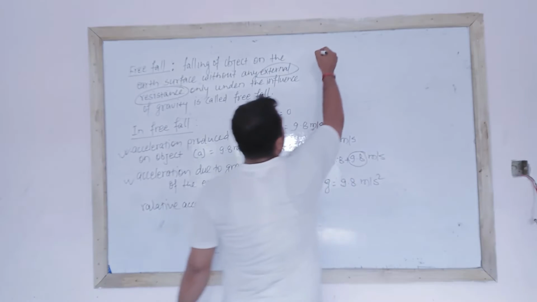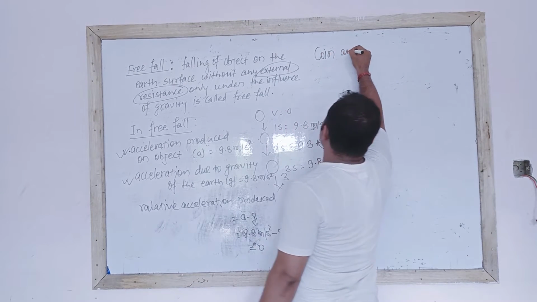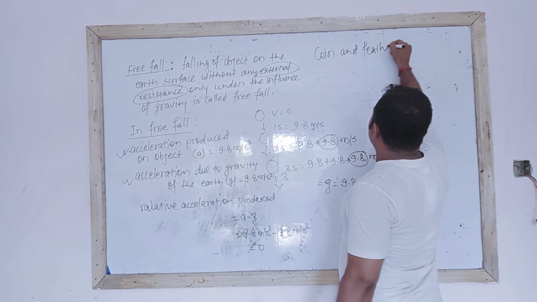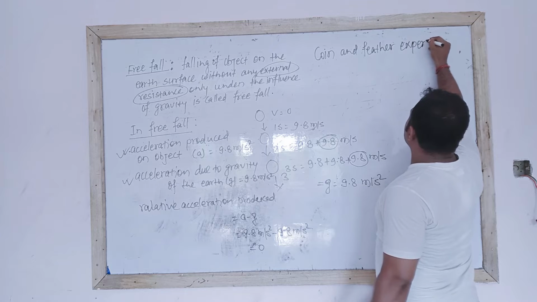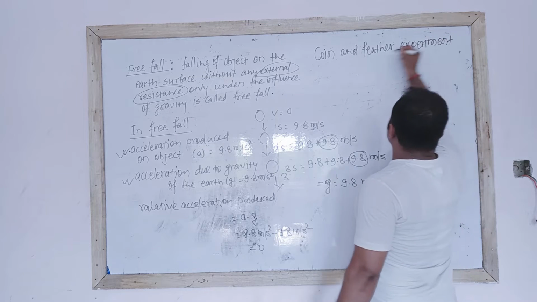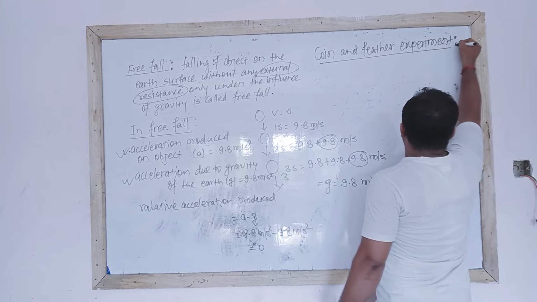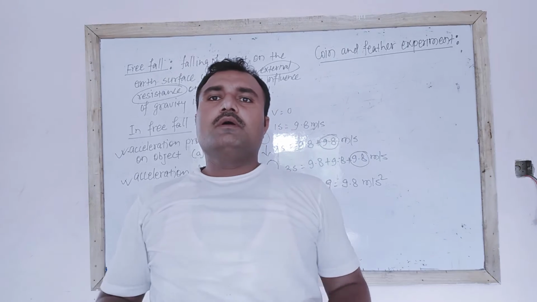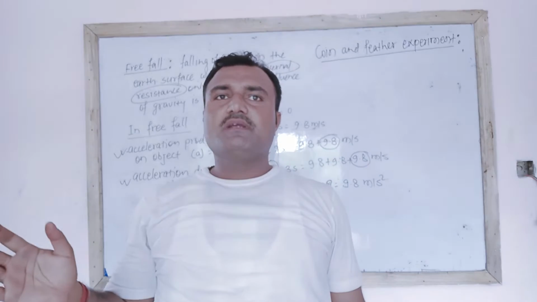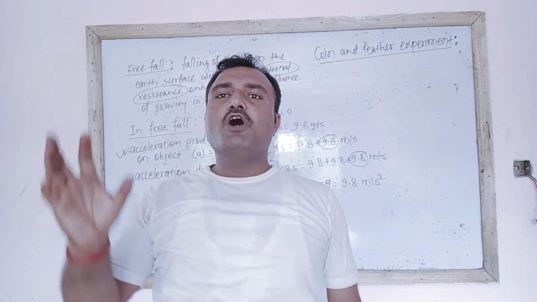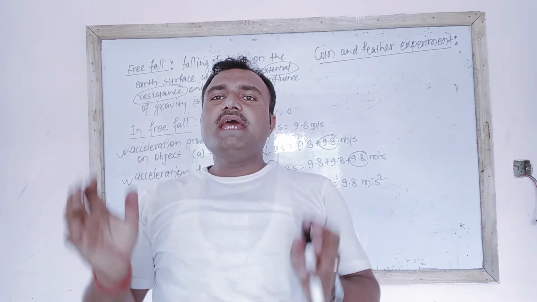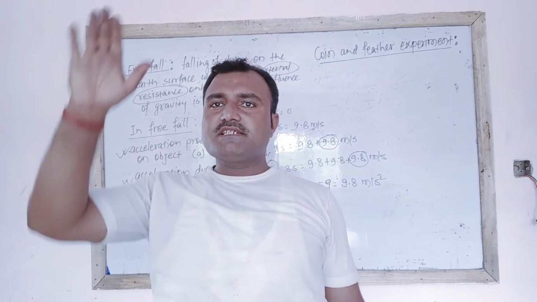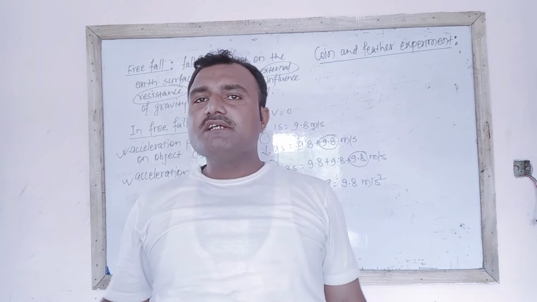Now we discuss the coin and feather experiment. The coin and feather experiment was performed by Galileo Galilei. Galileo Galilei dropped a coin and a feather from a leaning tower, and he found that the coin struck the ground before the feather.